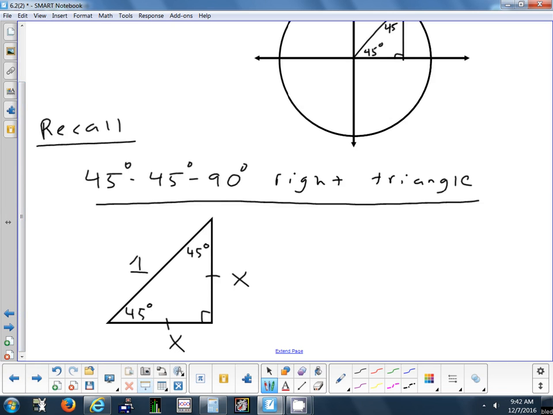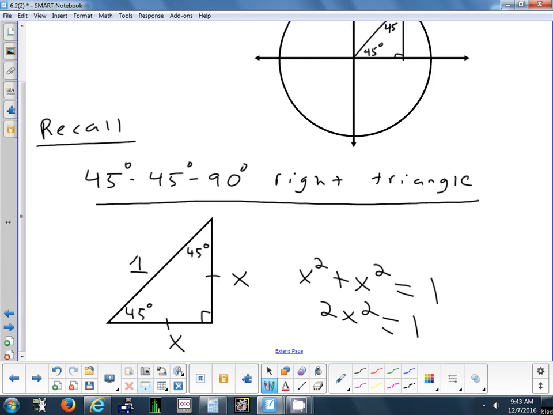Anybody think of a formula you can use involving the sides of a right triangle that helps you to find out how long a side is if you don't know it? Yeah, the Pythagorean Theorem. So can anybody set up the Pythagorean Theorem for me using what I have in this triangle? Yeah, you've got x squared plus x squared equals 1 squared.